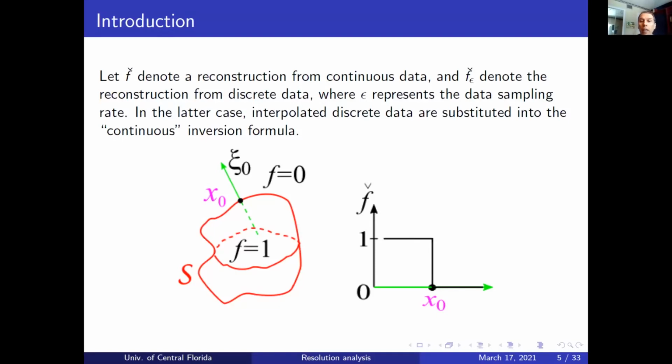Suppose now we have discrete data. We take discrete data, interpolate it somehow and stick it into the exact inversion formula. We'll get some reconstruction F epsilon. The question is, what does F epsilon look like? Instead of this step function, the ideal response curve, we'll get something that looks like this blue curve. So our goal is to figure out what this blue curve is like.